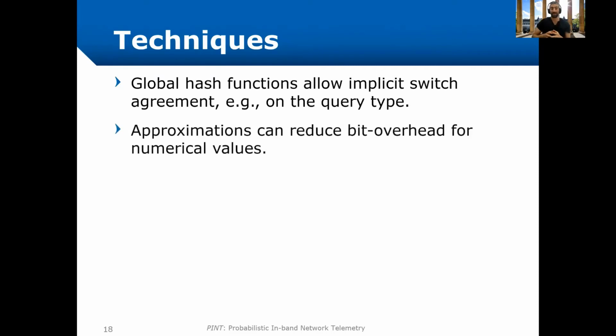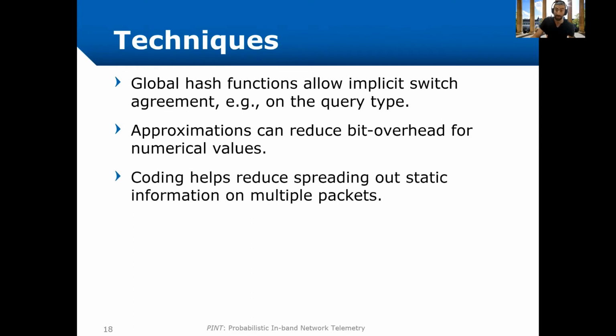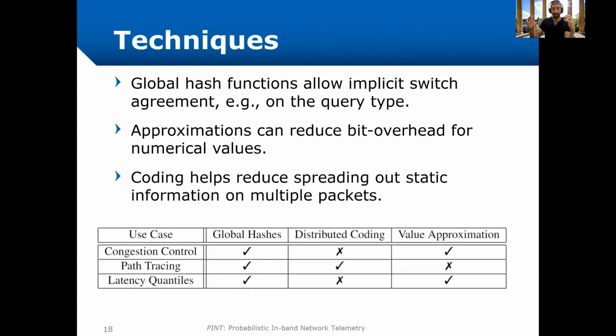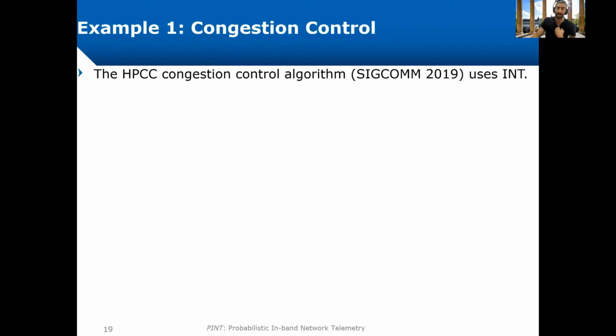Right? Another technique is we approximate real valued numbers like latencies to reduce the number of bits we need. And also we use coding to spread information across multiple packets. And all of the use cases I mentioned, they all use some subset of these techniques. So let's go back to the congestion control example.